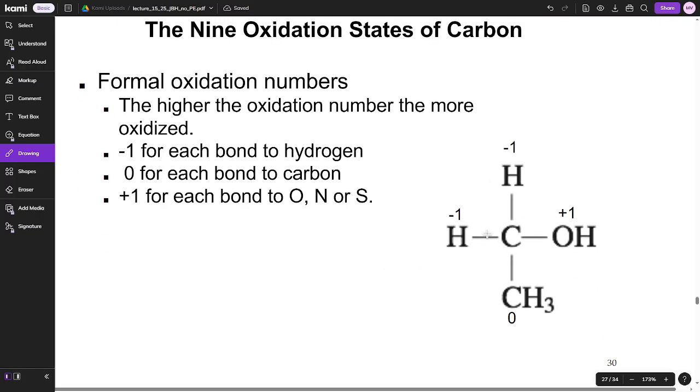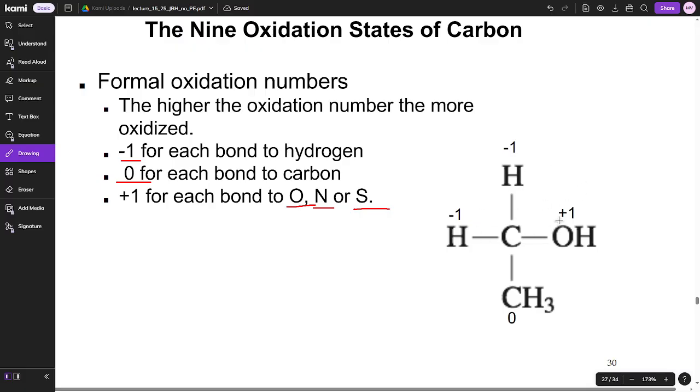And this is the other way you can do it. This is very similar to how I do it, but this is basically looking at it bond by bond. So you should be able to look at this carbon and say, what's the oxidation number of this carbon? If there's a CH bond, -1. If there's a CC bond, 0. And there's a +1 for every O, N, and S.